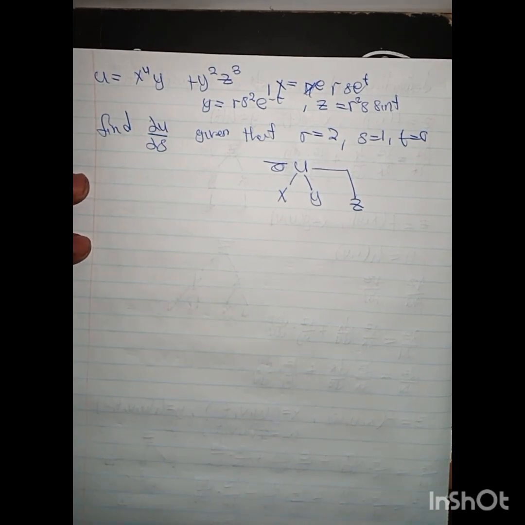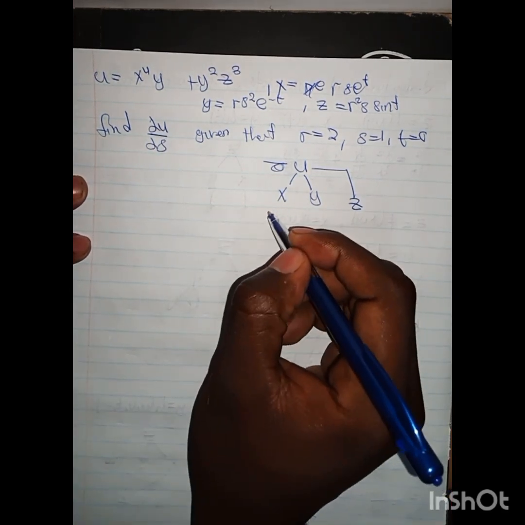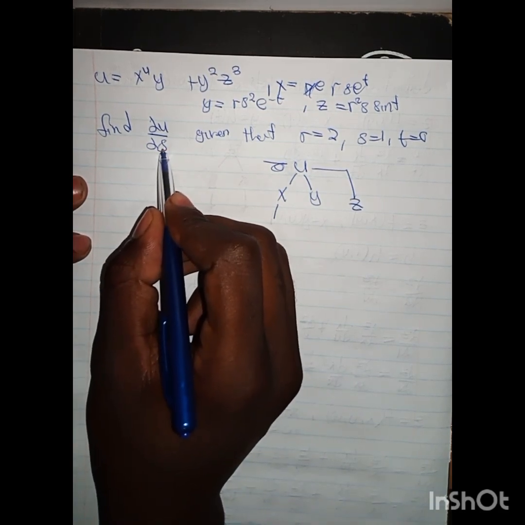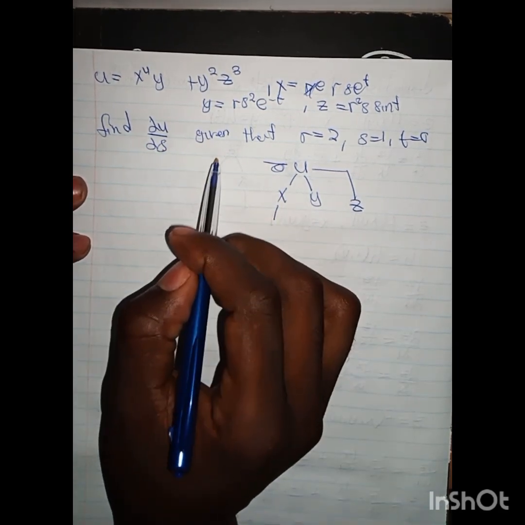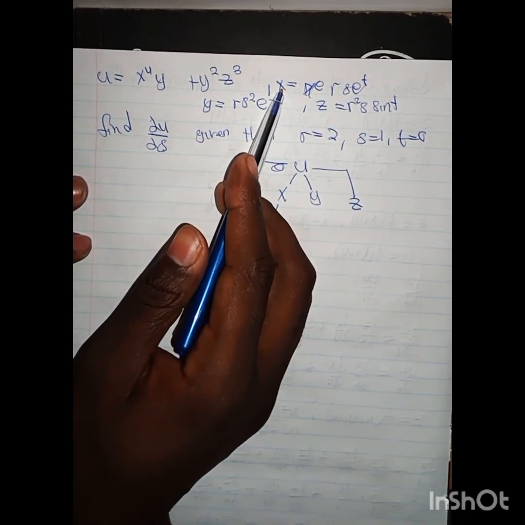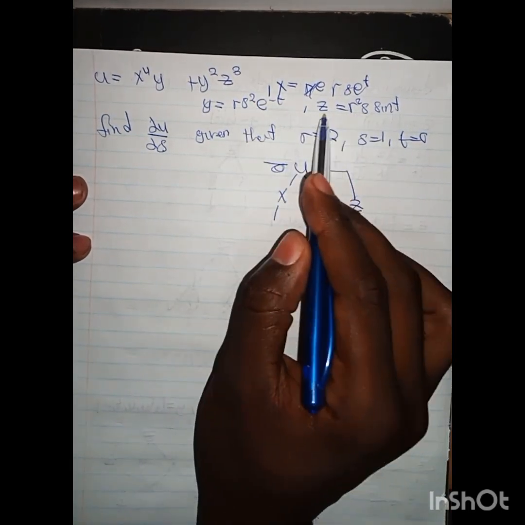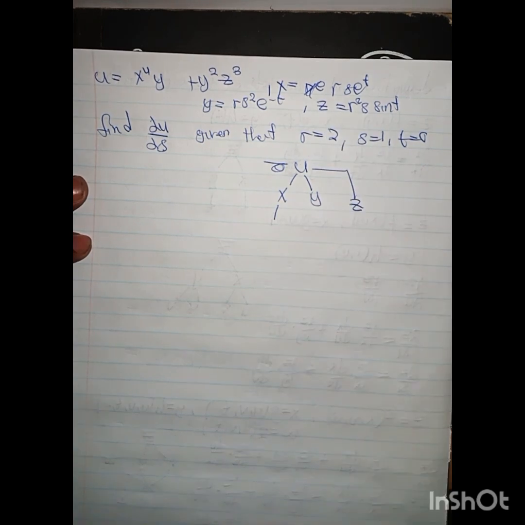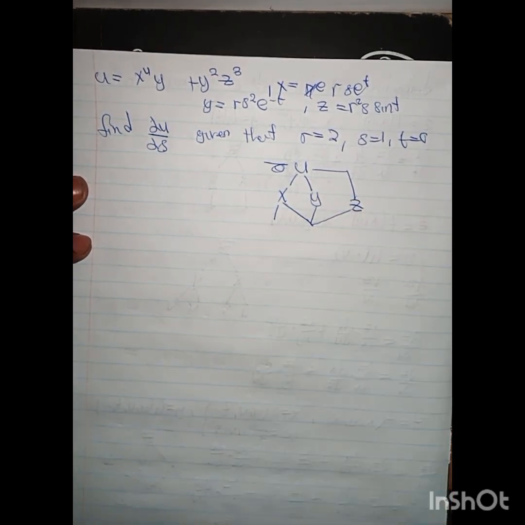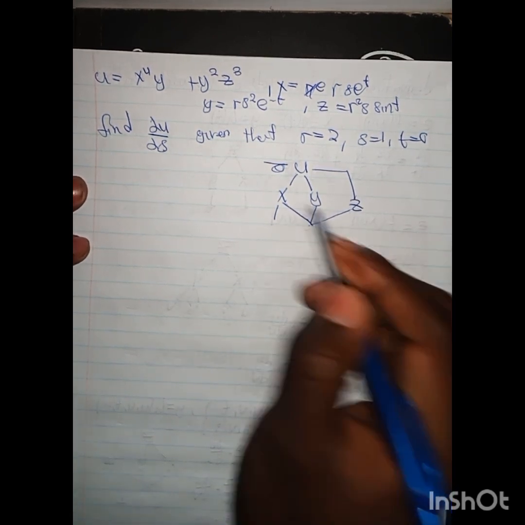However, by analyzing the question, we want to find du/ds. It means now we consider the strings which contain the variable s. This one, x, will depend on s. Also, y must depend on s, as well as z must also depend on s. And then I will bring them to the same point.